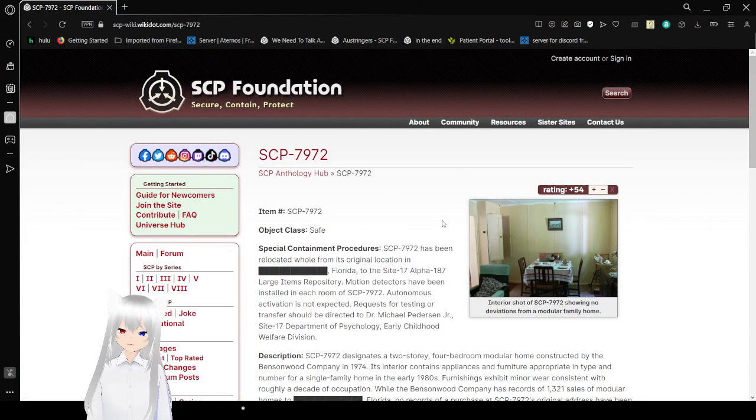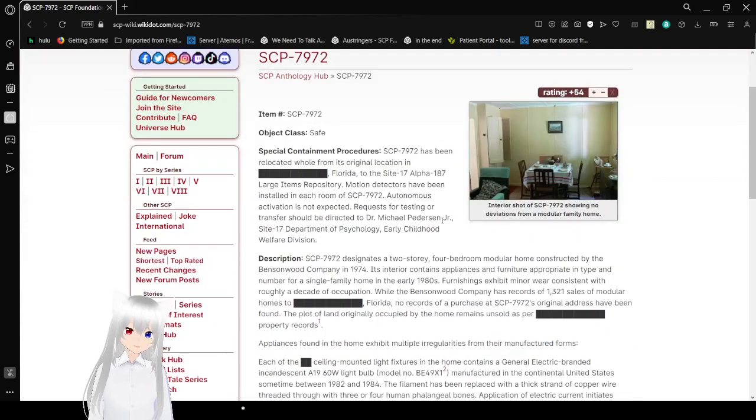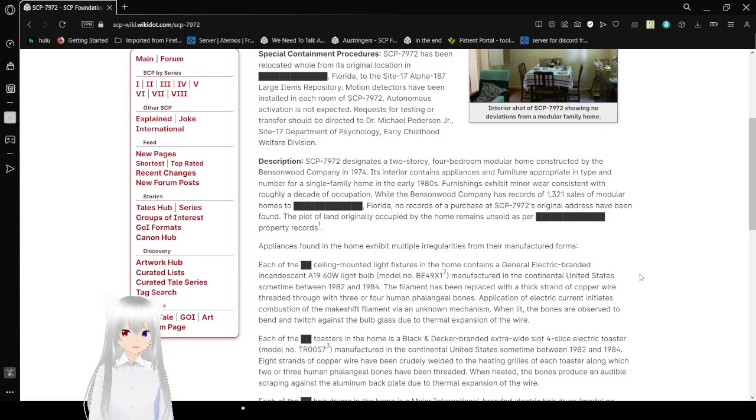Item number SCP-7972. Object class: Safe. Special containment procedures: SCP-7972 has been relocated from its original location in blank, Florida, to Site-17, Alpha-187, Large Items Repository. Motion detectors have been installed in each room of SCP-7972. Autonomous activation is not expected. Requests for testing or transfer should be directed to Dr. Michael Peterson, Jr., Site-17, Department of Psychology, Early Childhood Welfare Division.